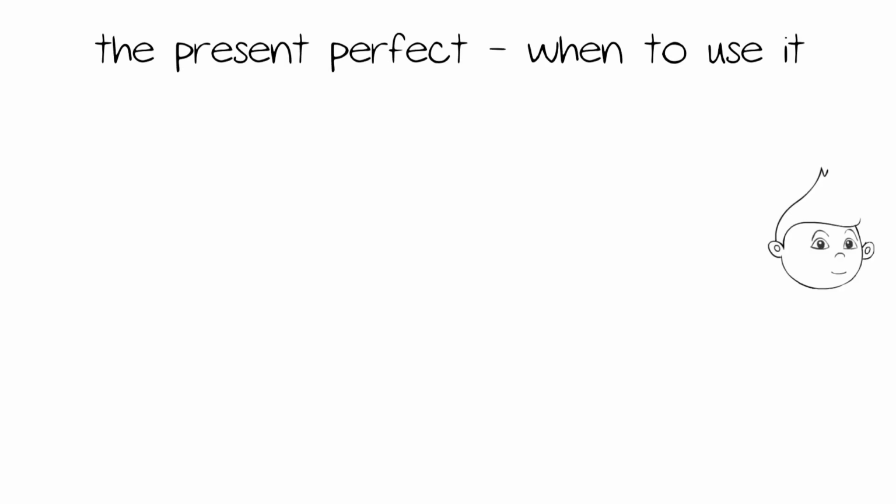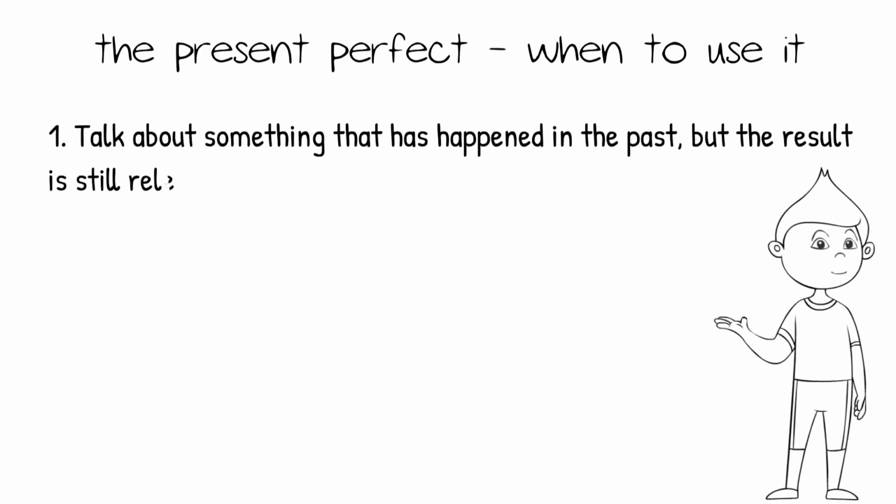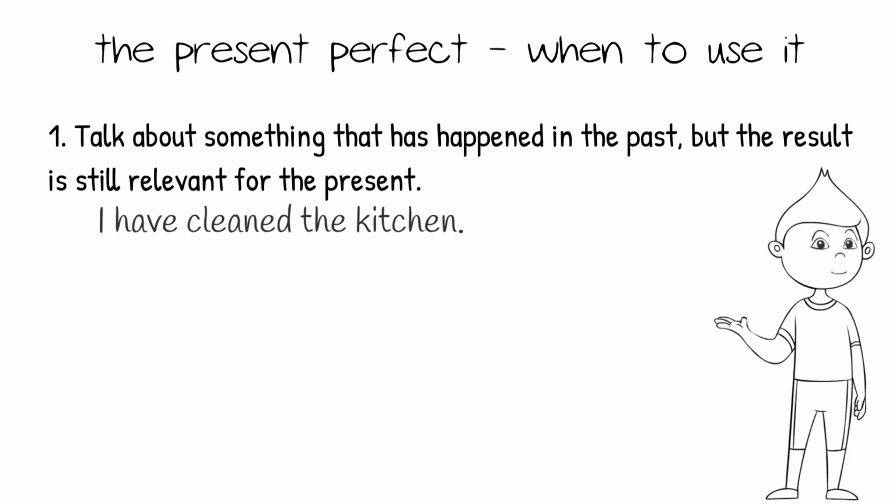Now it's time to find out when to use the present perfect. You use the present perfect to talk about something that has happened in the past, but the result is still relevant for the present. It doesn't matter when it has happened, just that it's still relevant now. For example, I have cleaned the kitchen. We don't find out at what time I have cleaned the kitchen, but what's important is that the kitchen is clean now.